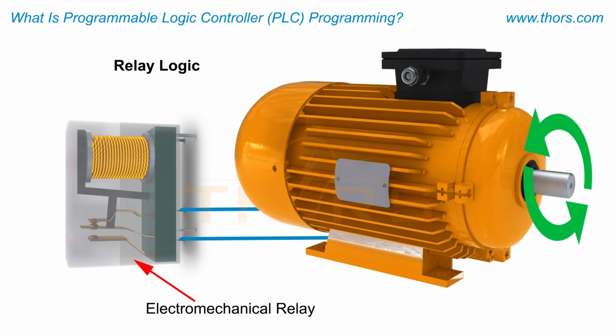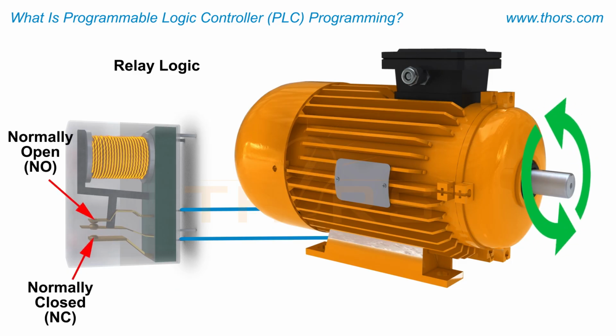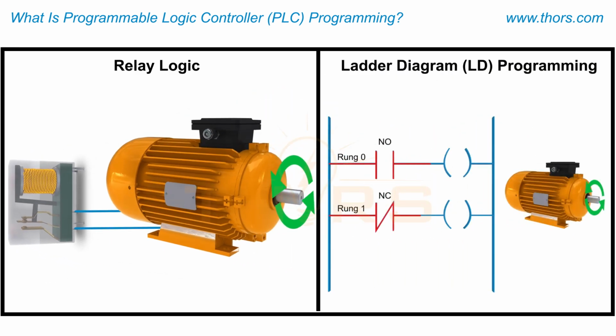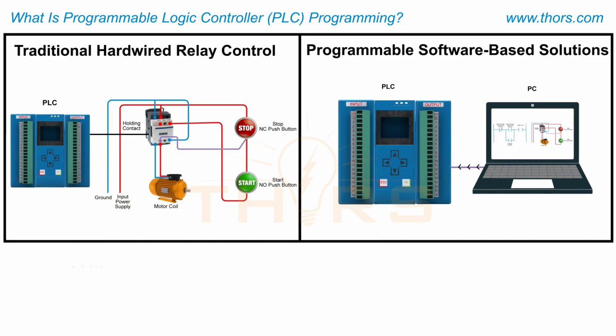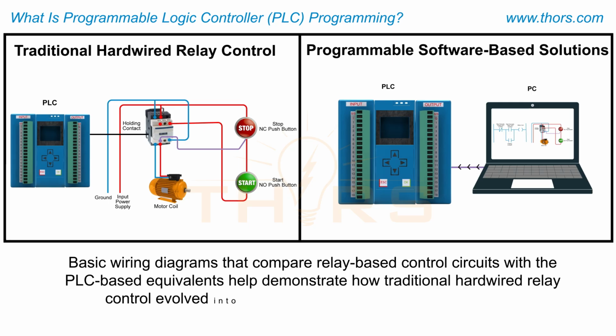Electromechanical relays operate based on relay logic, such as electromagnetic coil principles, normally open, or NO, and normally closed, or NC, contacts, and basic relay control circuits. Relay logic serves as the direct predecessor to ladder diagram, or LD programming, which is the most widely used PLC programming language. Basic wiring diagrams that compare relay-based control circuits with the PLC-based equivalents help demonstrate how traditional hardwired relay control evolved into programmable software-based solutions.